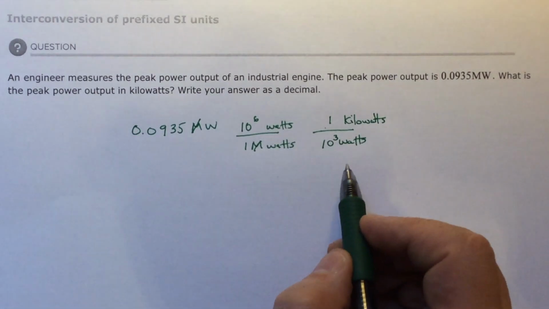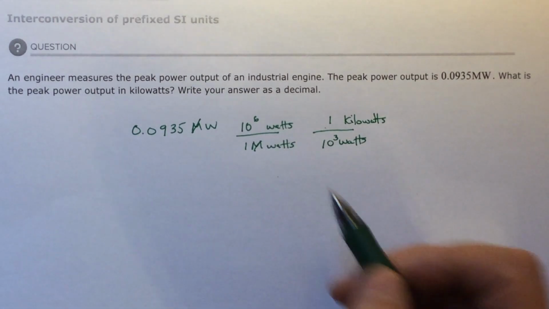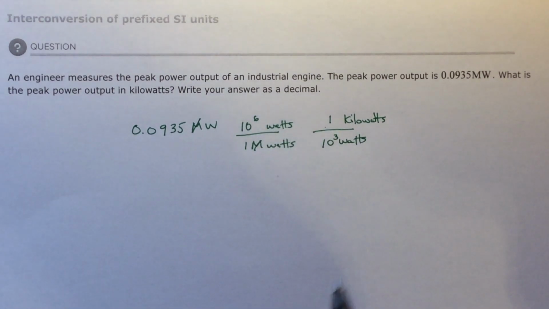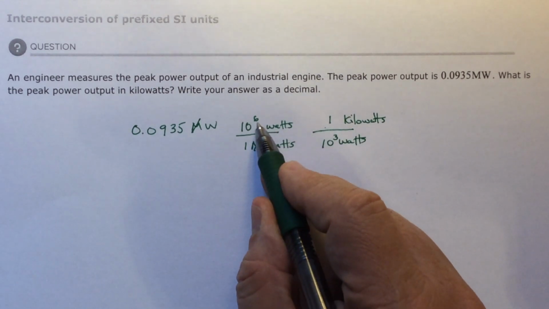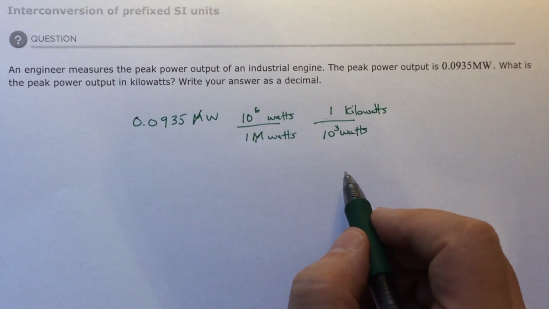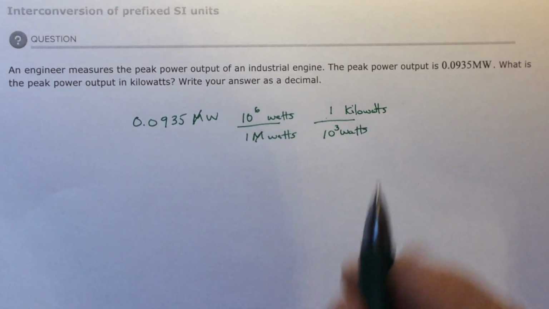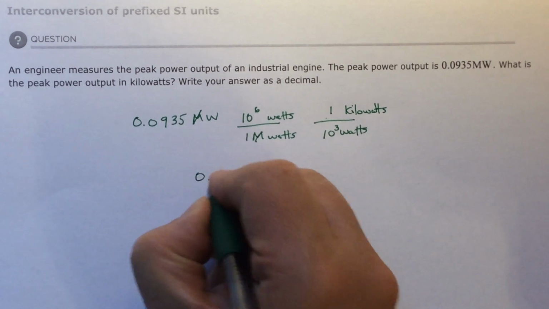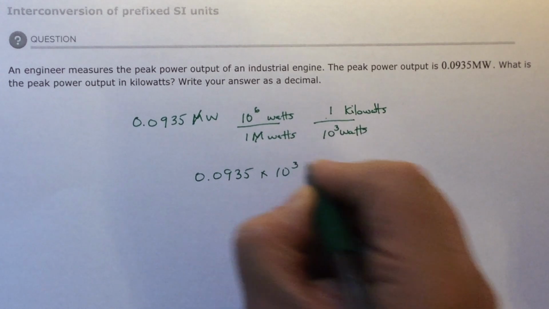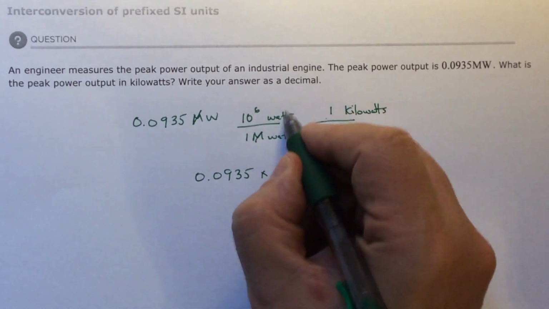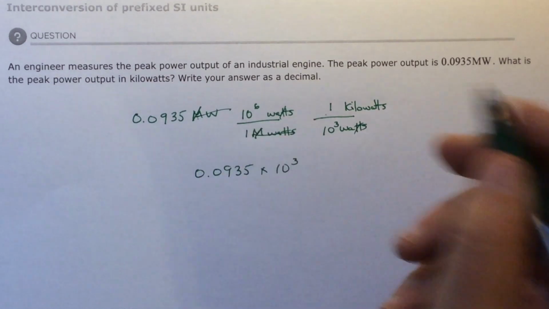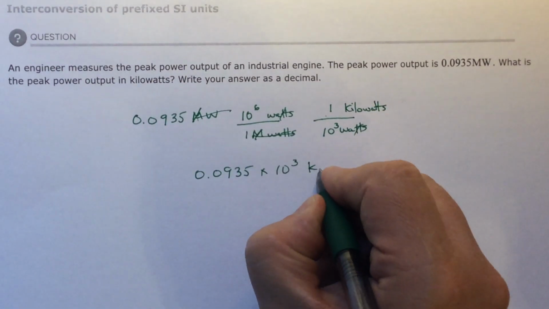Now, the great thing about exponents is that you subtract them when you divide. It's 10 to the 6 divided by 10 to the 3. So 3 of these cancels 3 of these, leaving you 3. So 1,000 times 1,000 is a million. 1,000 thousands is a million. So it's going to be the same as 0.0935 times 10 to the 3. And now watts have canceled. Megawatts is canceled. And now I'm in kilowatts.